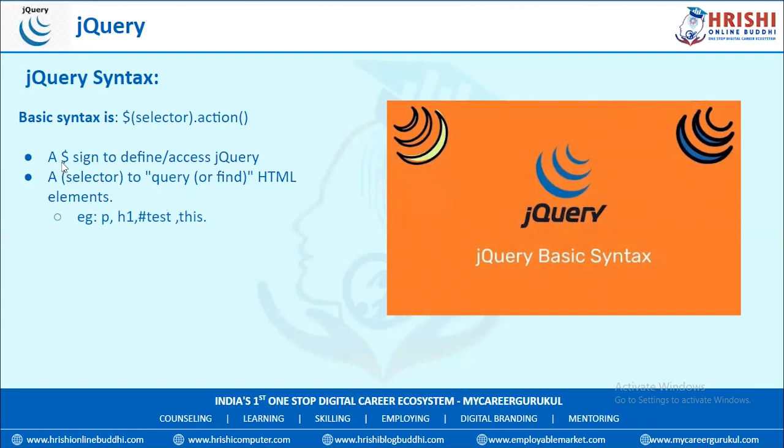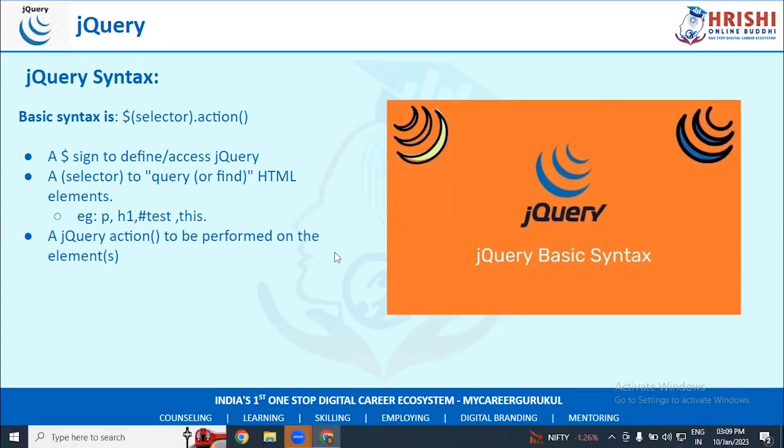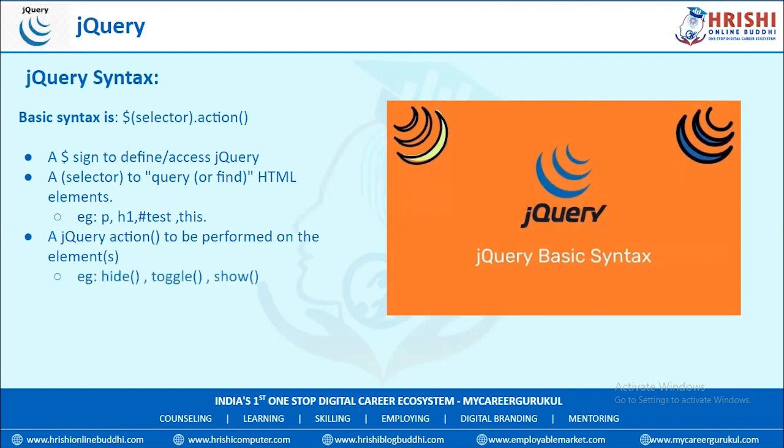So the $ sign is used to access jQuery. Now what is selected or what is being accessed? The paragraph tag, heading tag, or ID, or this particular element. Simple. After that, a jQuery action. Now a jQuery action is to be performed on the elements. That means on that element which we have selected, what particular actions are we going to define, or what should the program do after selecting that particular paragraph or heading tag or anything.